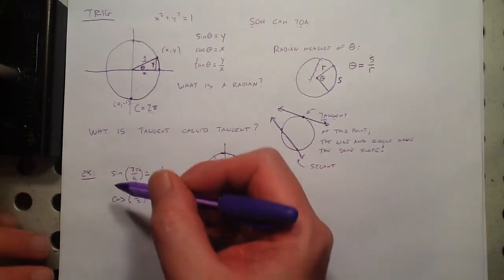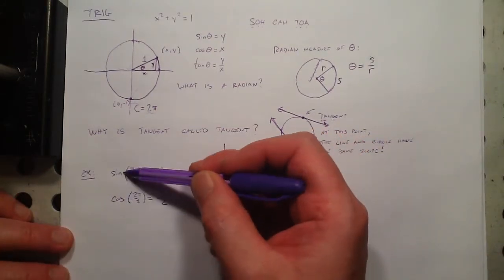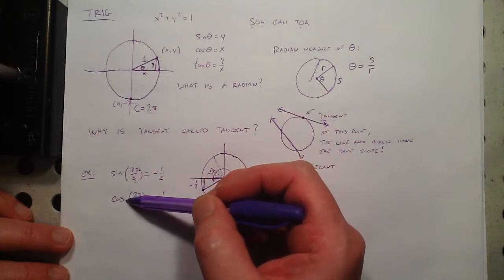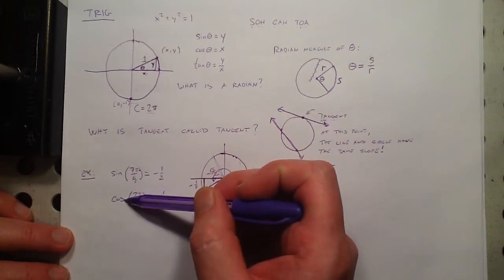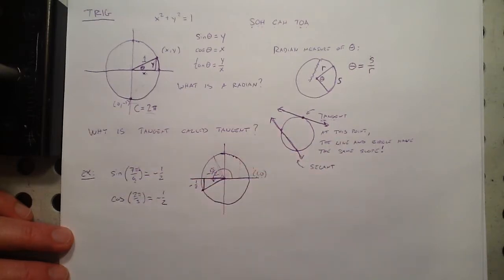And then for all of the other trig functions, they're all defined in terms of these. Tangent is sine over cosine, cotangent is that upside down, secant is 1 over cosine, and cosecant is 1 over sine. So if you know how to find these, then you can find everything else.